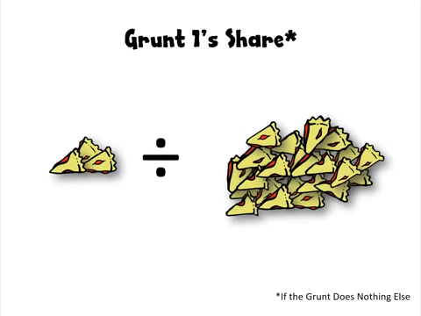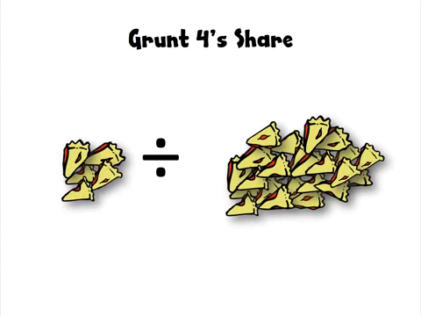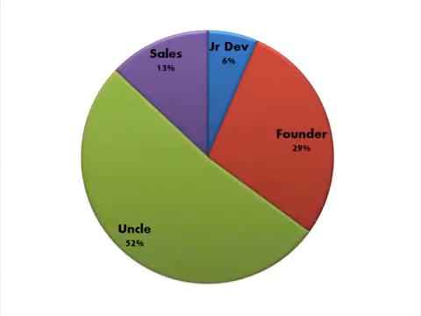So here's number 1, 2, 3, and our new guy 4. So now the pie looks like this. The salesperson who came in and made some important sales. The junior developer has 6%. She has a little bit less, which is fine because now the company's bigger.